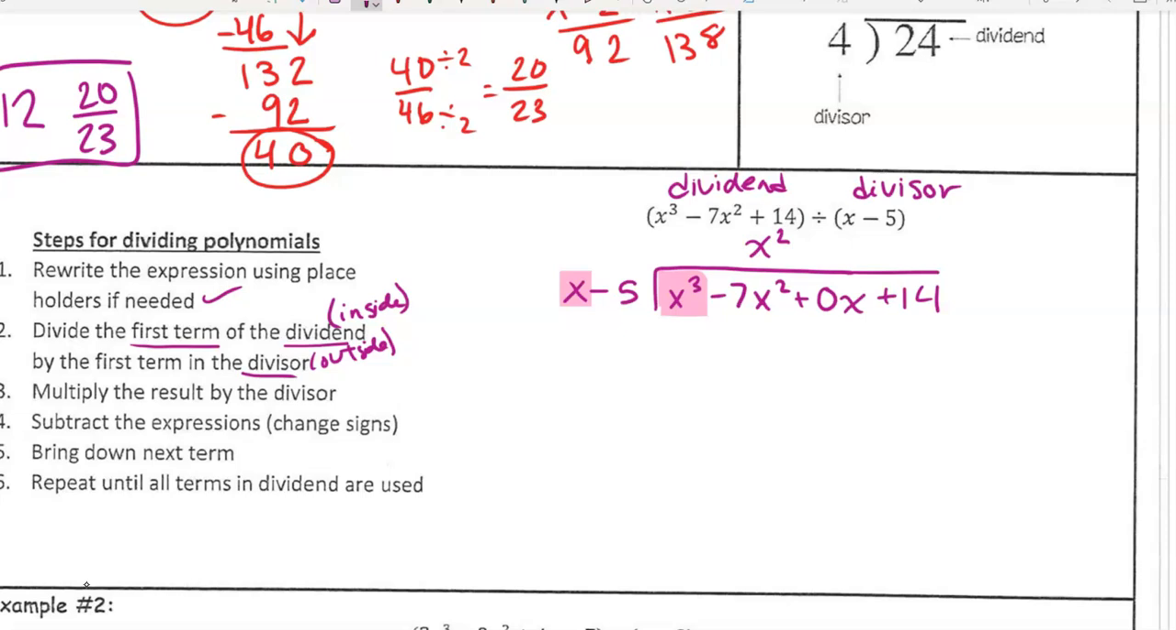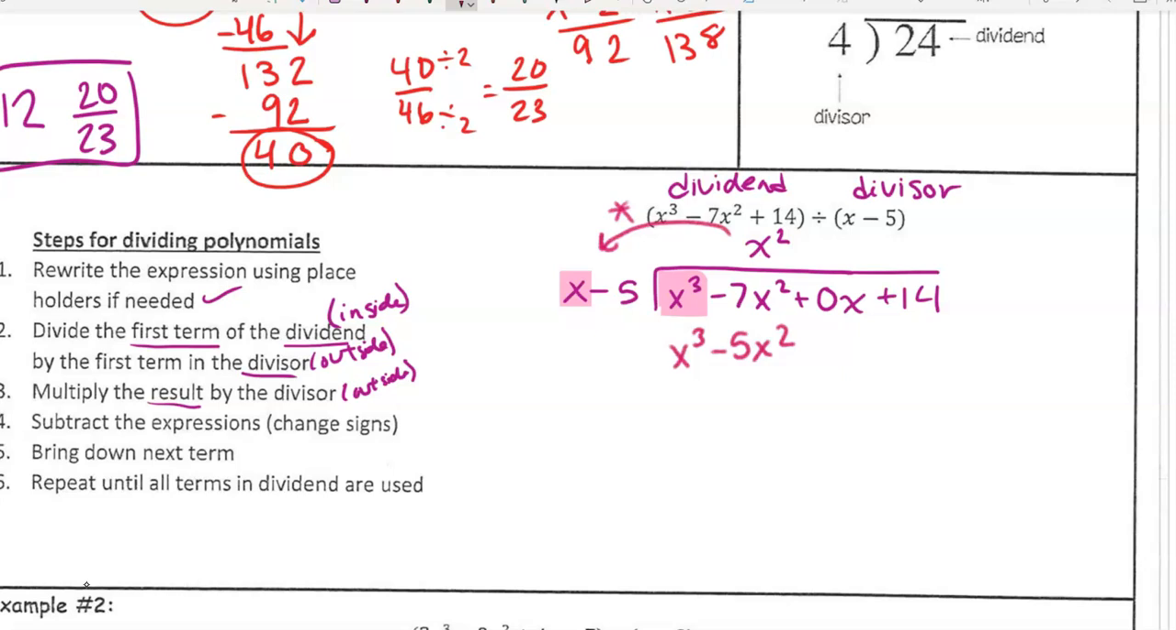All right, now we're going to multiply the result, the x squared that we just got, by the divisor, which again is the outside. So x squared times x minus 5. We're saying this times this. So x squared times x is going to give us x cubed, and x squared times negative 5 is going to give us negative 5x squared.